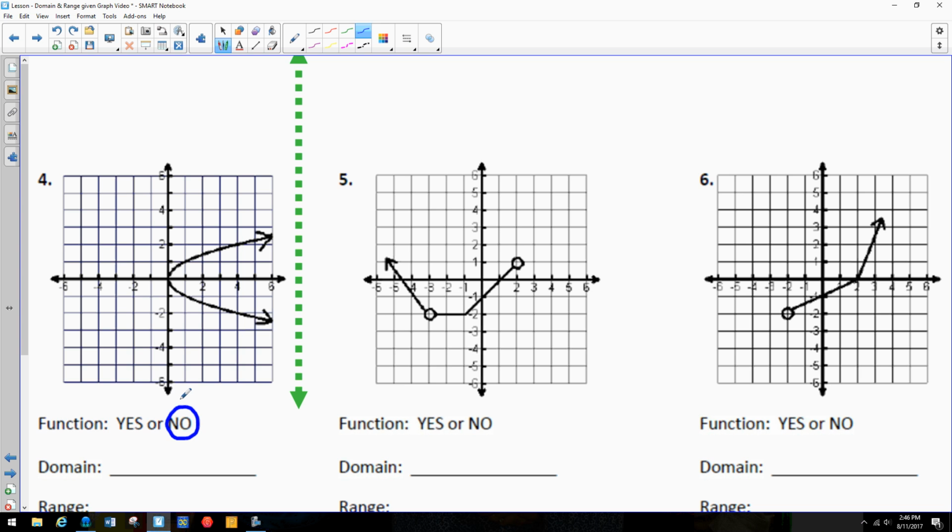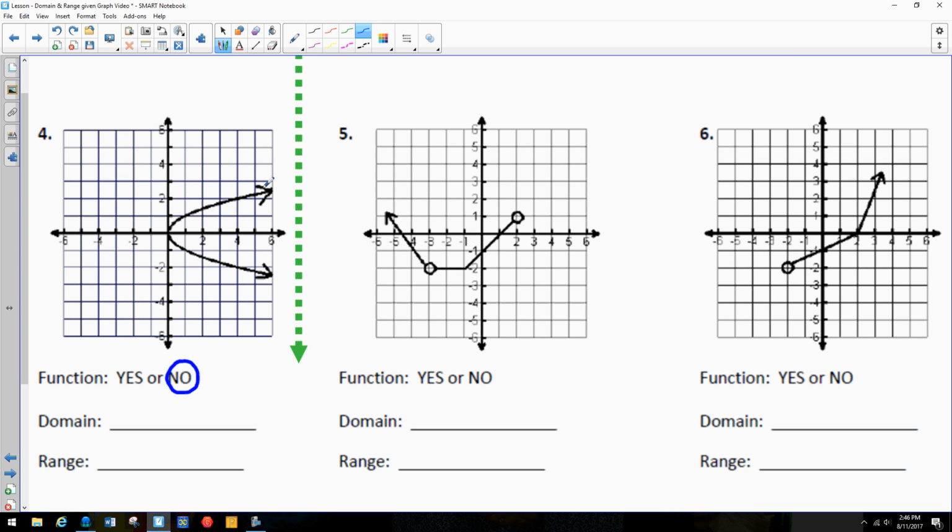Not a function. If we go to see what the domain is, we can see the lowest value on the x-axis is 0, which means the domain is going to be all of the x values that are greater than or equal to 0. And this is how we represent that.